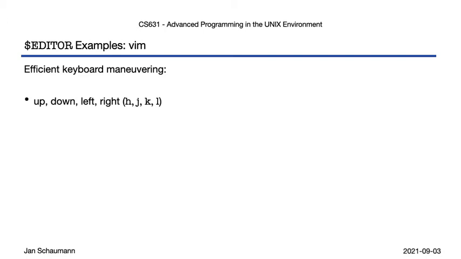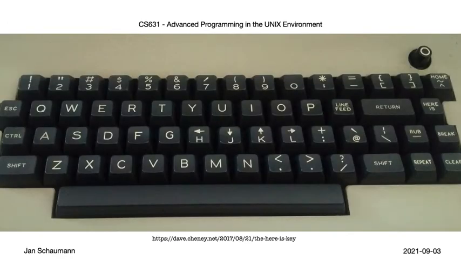By the way, the reason that we ended up with H, J, K, and L as the arrow keys in Vim is that Vim is derived from VI, and VI was written by Bill Joy, who happened to develop on a terminal that had a keyboard, and that looked like this. Note how this keyboard had the arrow keys placed right here on the home row. So that's why we, to this day, use H to go left, J to go down, K to go up, and L to go right.